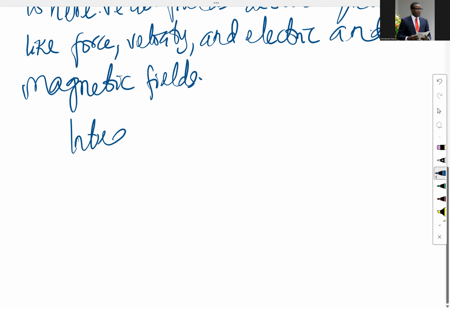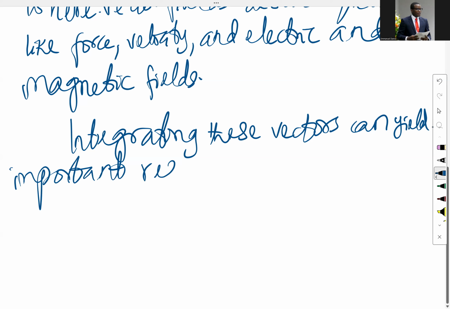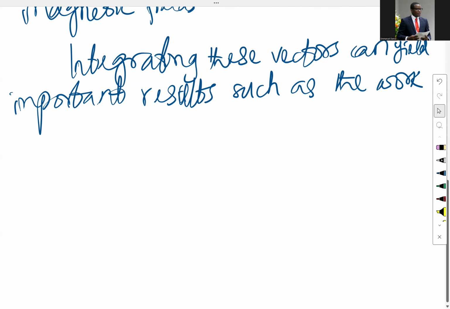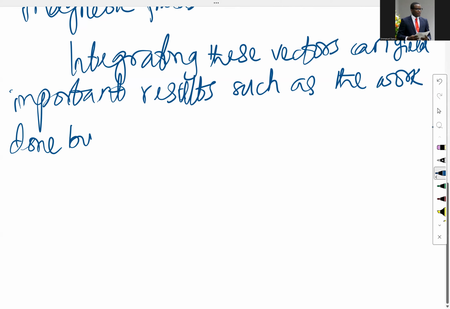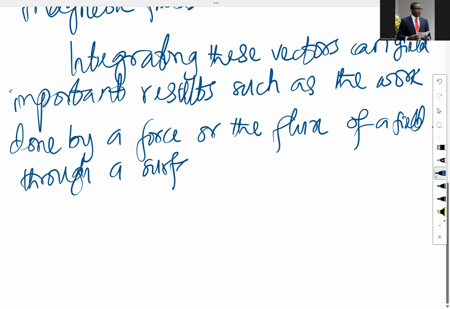Okay, integrating these vectors can yield important results, such as the work done by a force or the flux of a field through a surface.